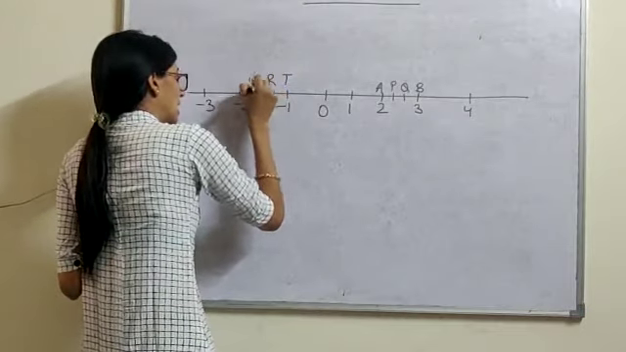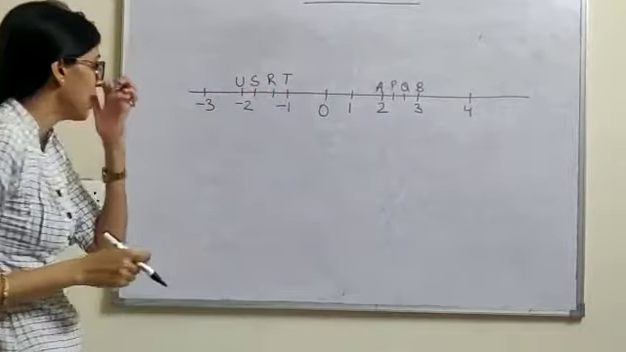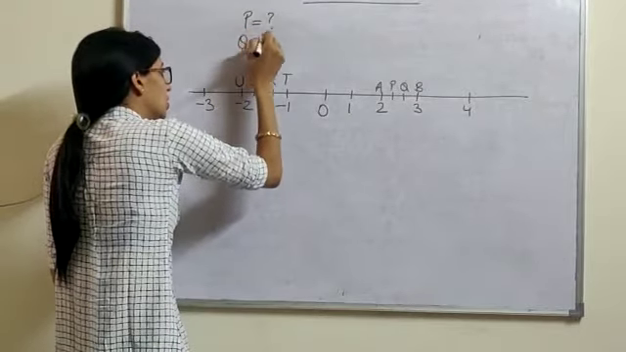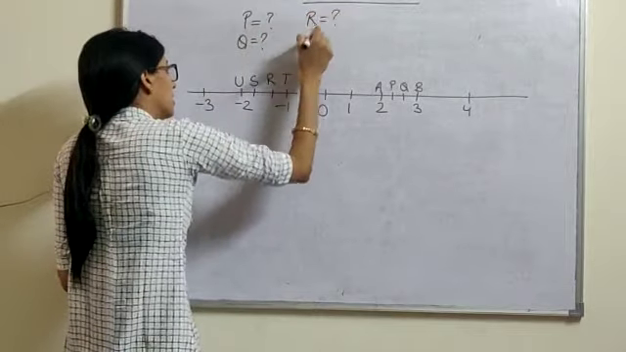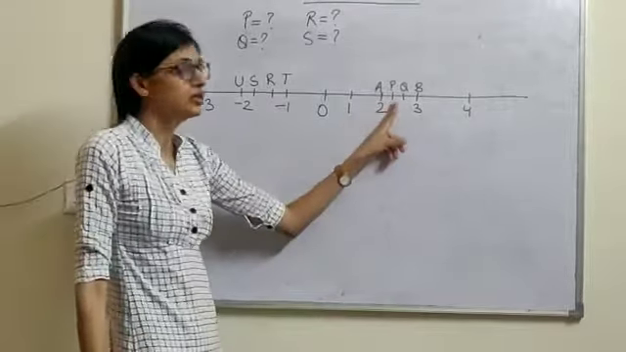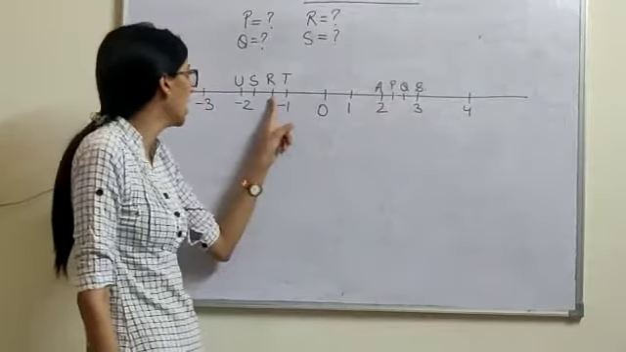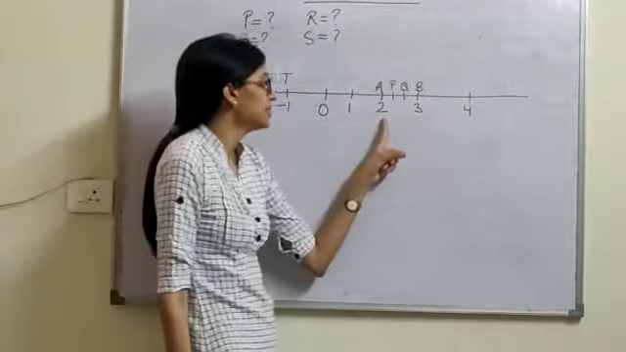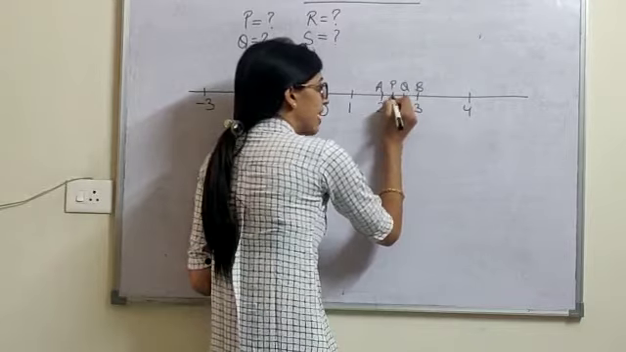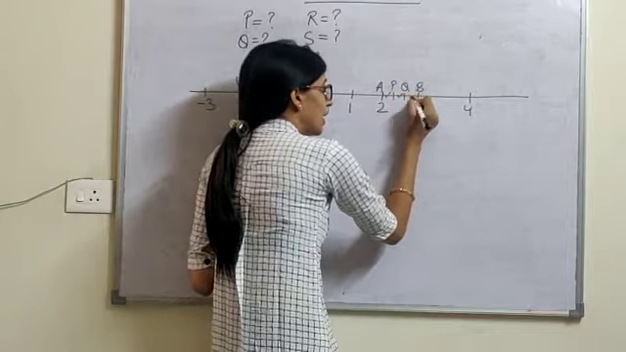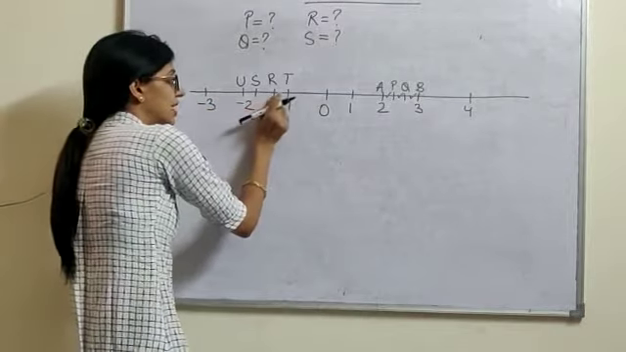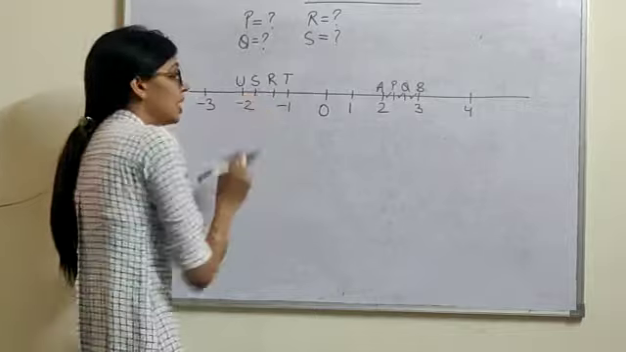and T, R, S, U. You have to identify P, Q, R, S. Now, you have to find out the values of P, Q, R, S. From the number line, we can check that this 2 to 3 is divided into 3 equal parts. Similarly, this minus 1 and minus 2 is divided into 3 equal parts.